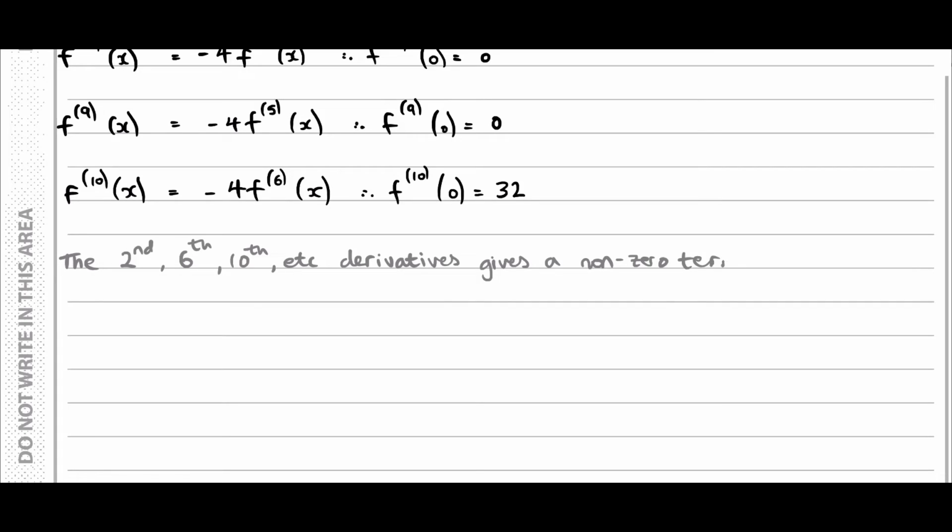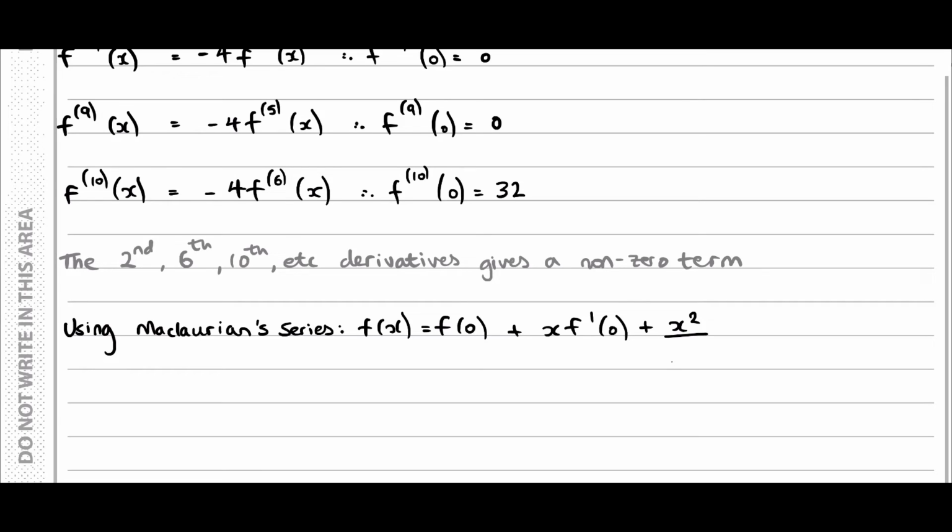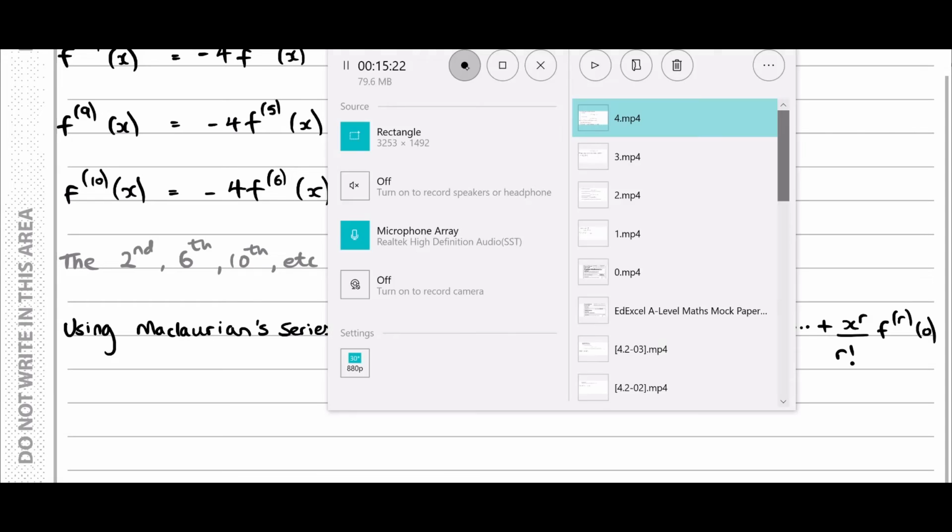And if we use the formula for the Maclaurin series, that formula is in the formula book. f of x is equal to f of 0 plus x lots of f dash of 0 plus x squared over 2 factorial lots of f double dash of 0, etc., plus x to the power of r over r factorial multiplied by f of r 0. So that's our formula for the Maclaurin series.